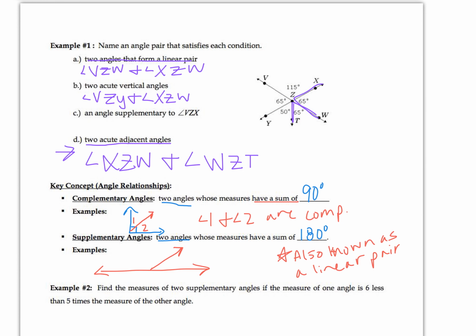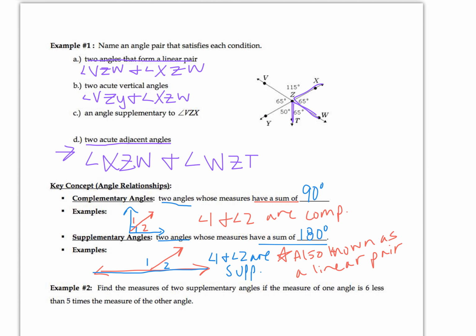So you can see here that this angle, angle 1 we'll call it, and angle 2, those form a linear pair or supplementary angles, because if you add both of those together, they're going to have a sum of 180. So I can say angle 1 and angle 2 are supplementary.